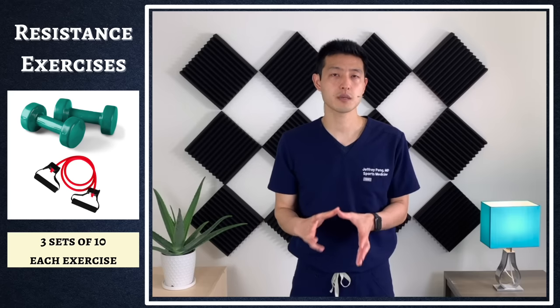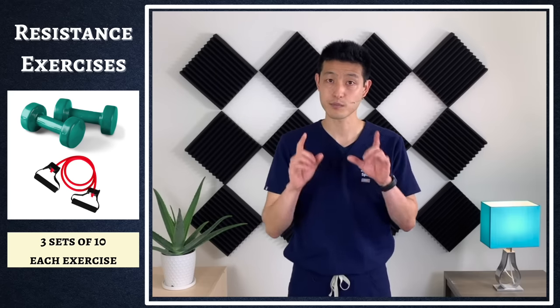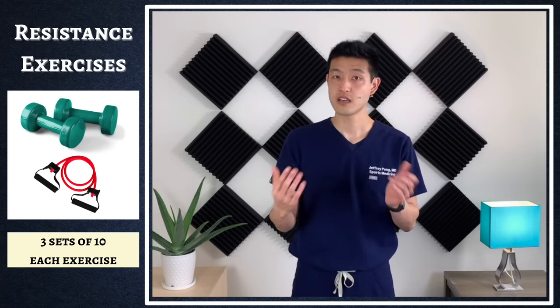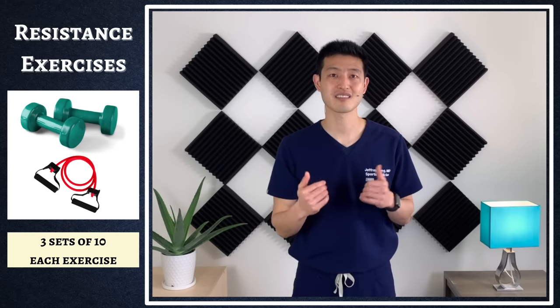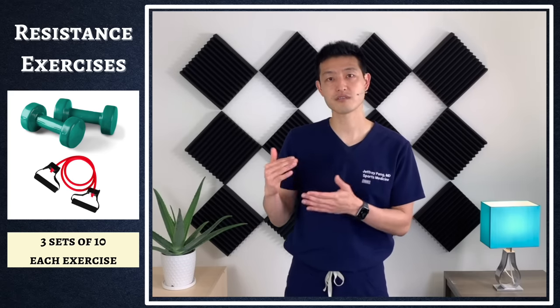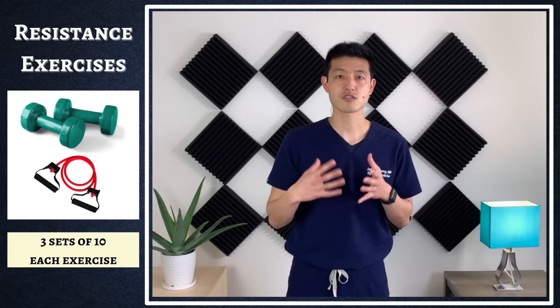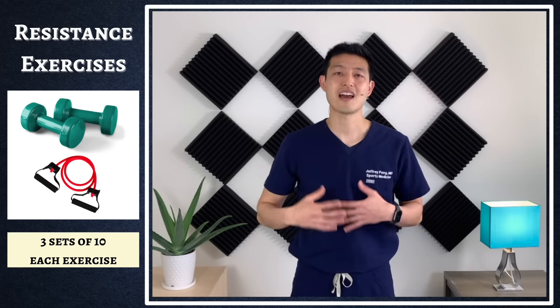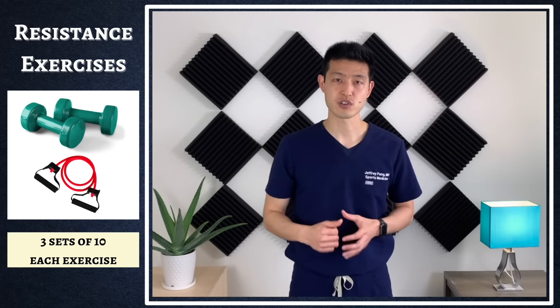Now the goal is to be able to do 3 sets of 10. But if you're having that acute shoulder pain or that subacute shoulder pain, it's okay to do less repetitions and less sets and then build yourself up slowly. The goal is to slowly get to that 3 sets of 10 and then slowly adding more weight as your shoulder gets stronger and your range of motion improves.